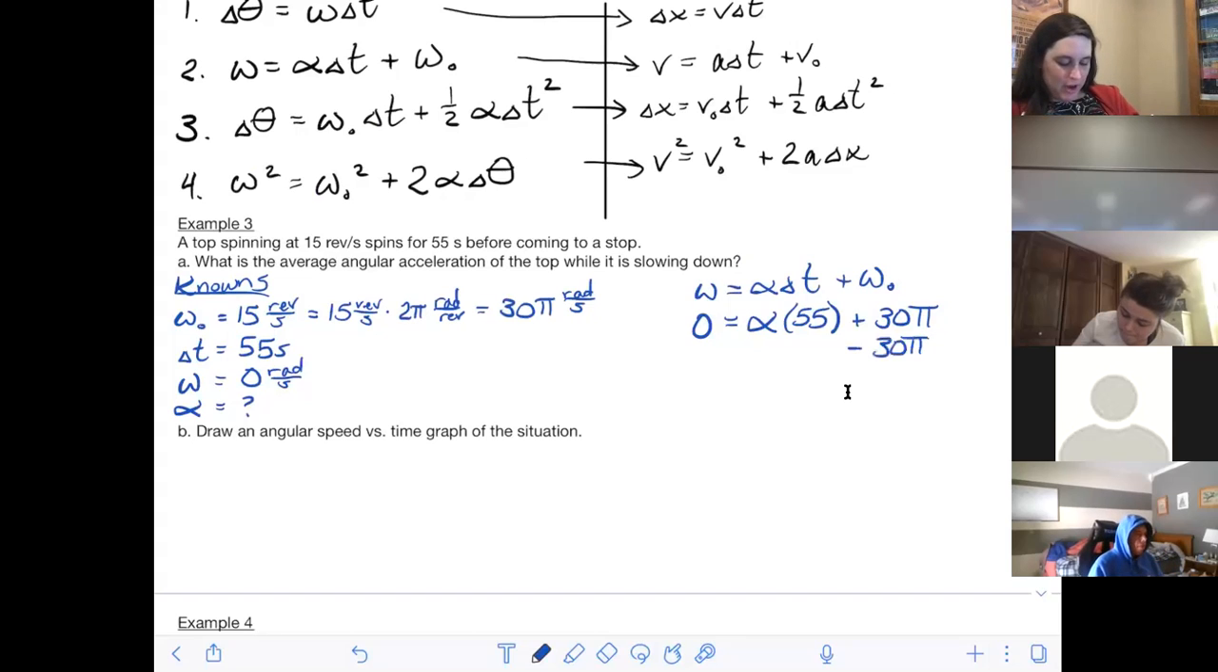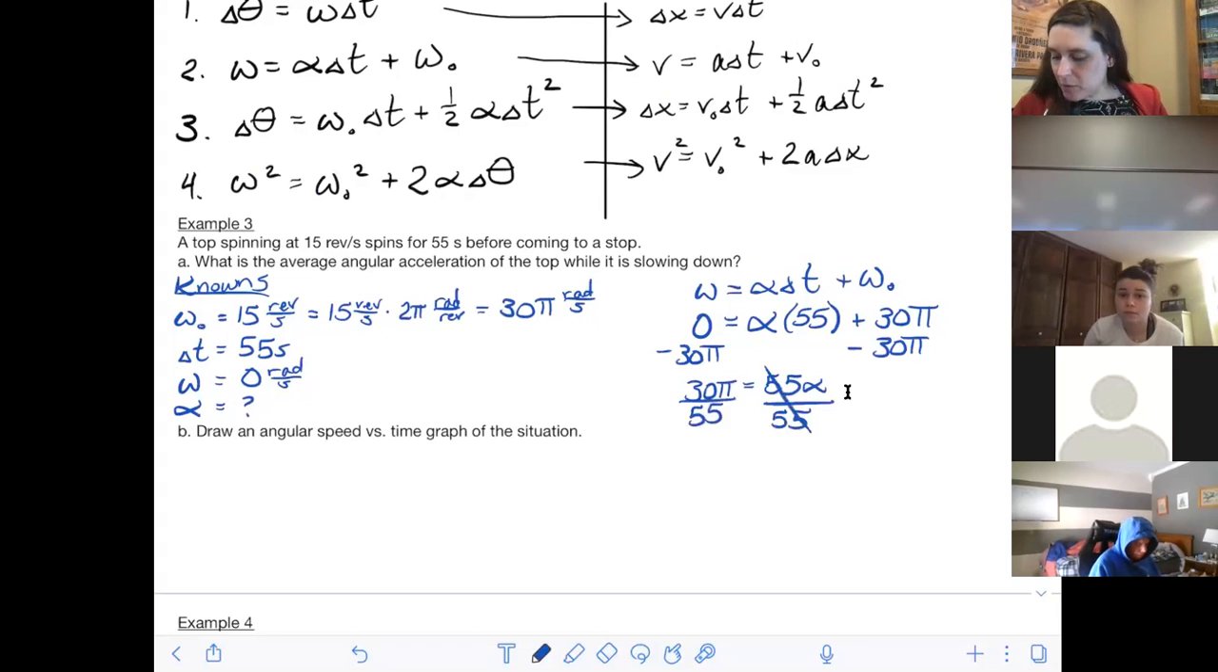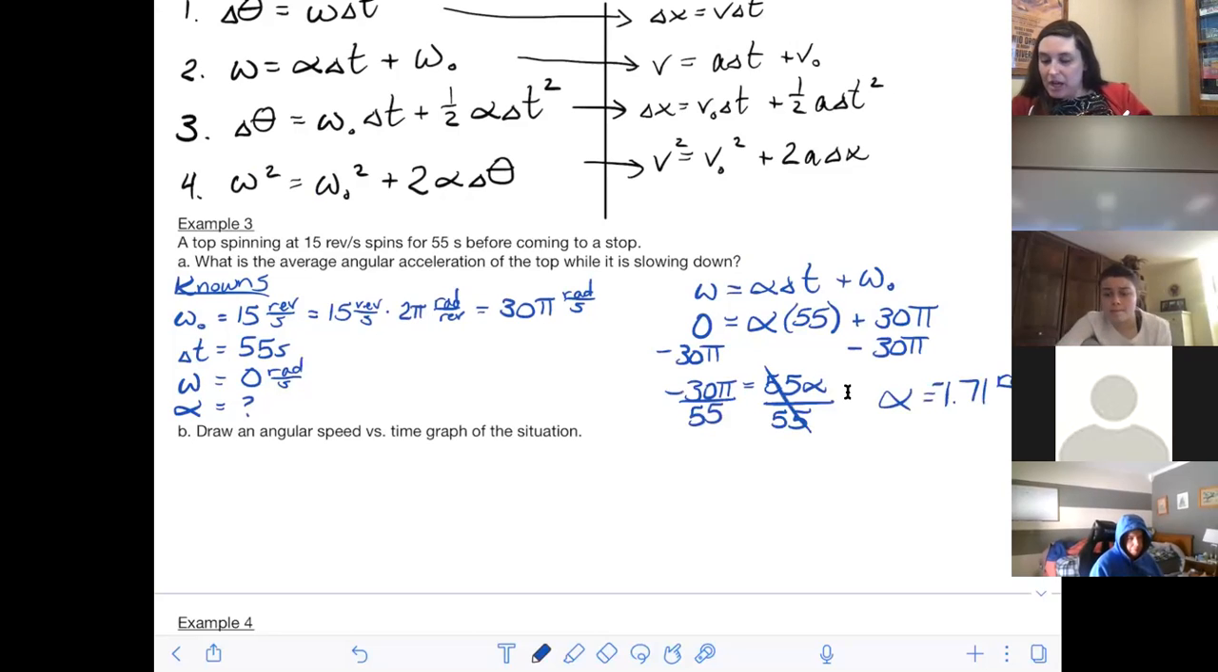We can subtract 30 pi to the other side and get negative 30 pi is equal to 55 times alpha. Divide both sides by 55 in order to get alpha by itself. And when we type into our calculator 30 pi divided by 55, we end up getting that the angular acceleration of this top is negative 1.71 radians per second squared.